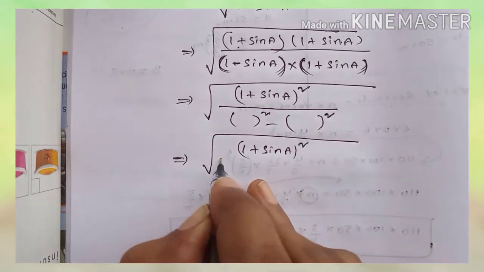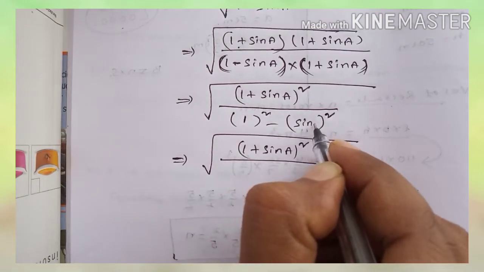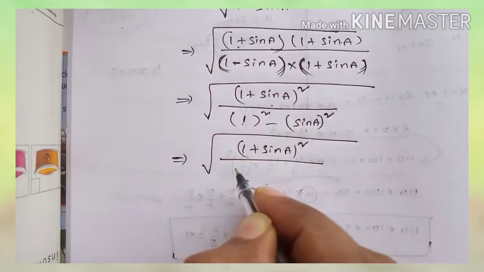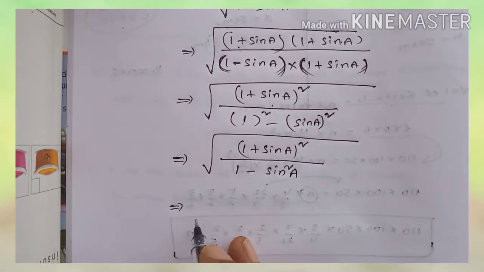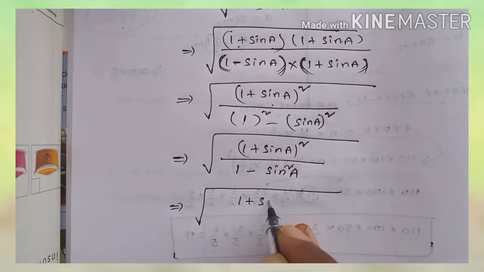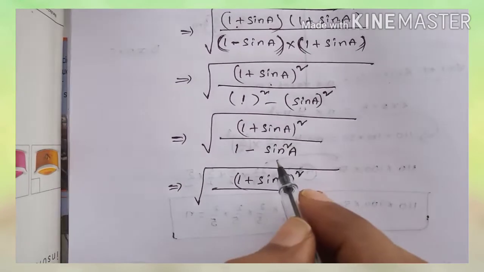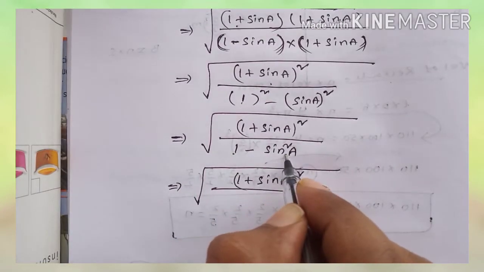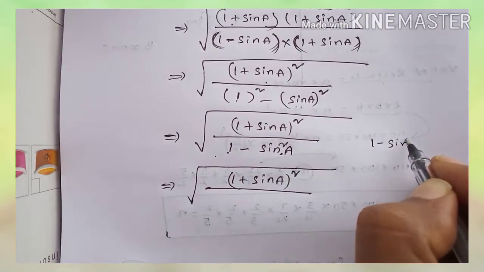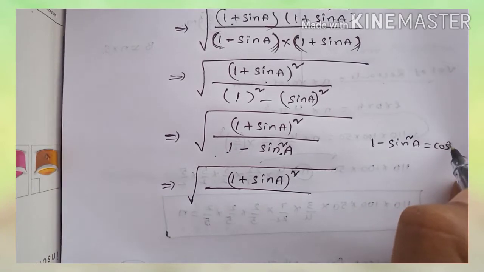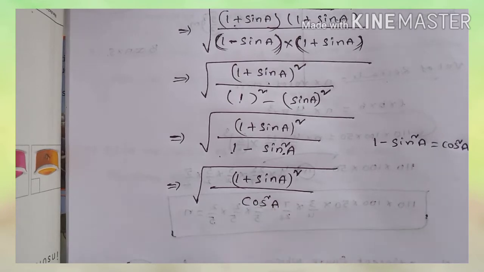Till previous problems also no change. Here a squared minus b squared, a value is 1, b value is sin A. 1 whole squared equals 1, sin A whole squared is sin squared A. So the numerator value is again the same, 1 minus sin A whole squared. As per our discussion, 1 minus sin squared A you can write as cos squared A.